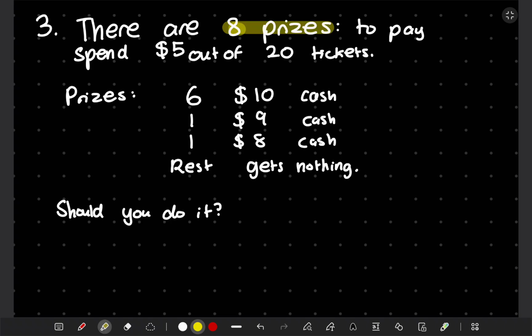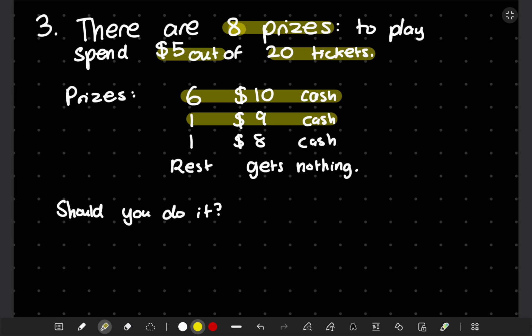And then to play, whoops, I meant to say to play, not to pay. To play, you must spend $5, and then you choose out of the 20 tickets some prizes. So 20 tickets is pretty important. Here are the cash prizes. $10, $9, or $8, depending on however many there is. The rest, you get nothing.